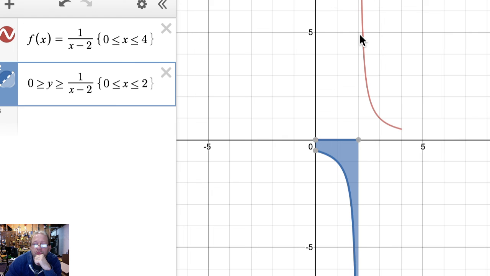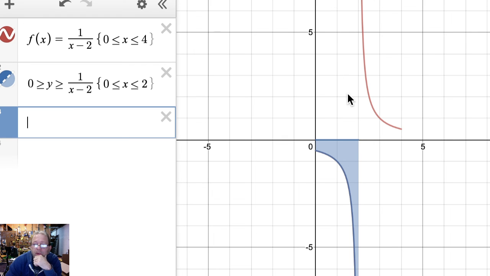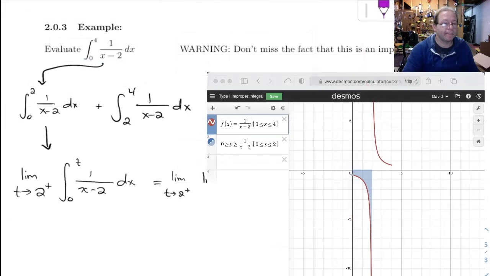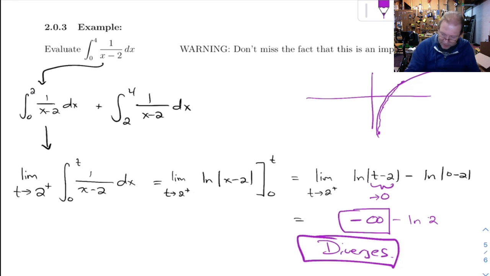Now, if we did the other integral, what we would get out of it would be positive infinity, because that would be the area underneath here. And you can't add positive and negative infinity together and have them cancel out and it not be divergent. As soon as you get that infinity for one of these pieces, the thing is divergent, and that's the end of the problem. So that finishes up this section.